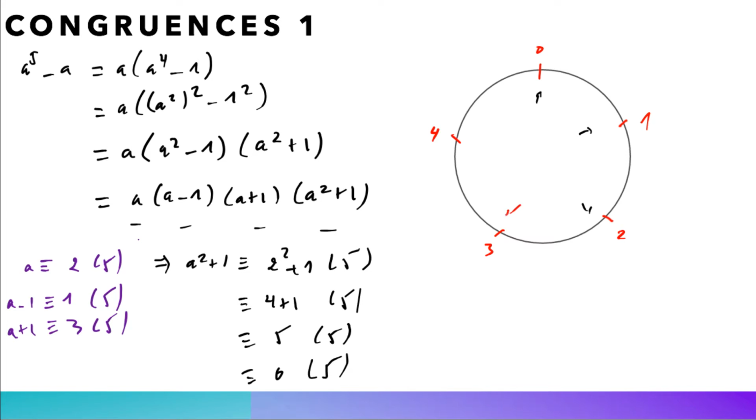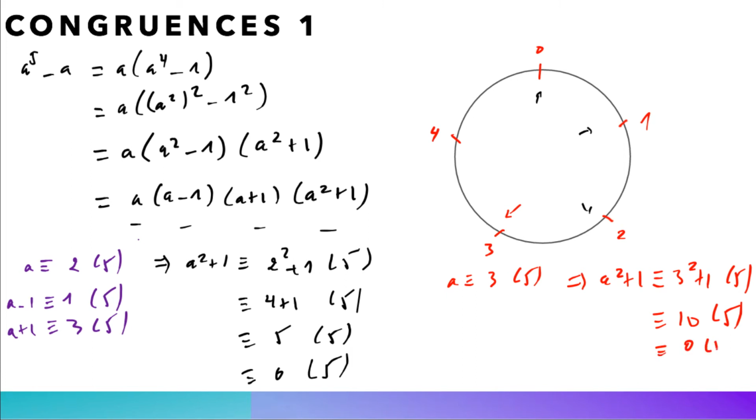Now, if a points to 3 modulo 5, we easily see that a minus 1 points to 2 modulo 5 and a plus 1 points to 4 modulo 5, which aren't very helpful for us, so we have to inspect again a squared plus 1. Indeed, if a is congruent to 3 modulo 5, then a squared plus 1 is congruent to 3 squared plus 1 modulo 5, and this is 10 modulo 5, and 10 modulo 5 is also 0 modulo 5.